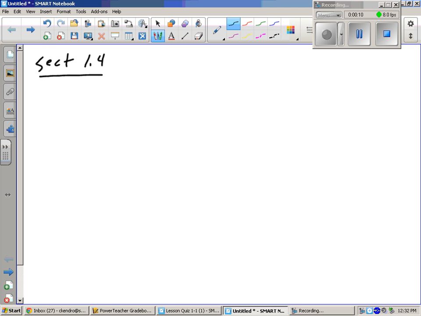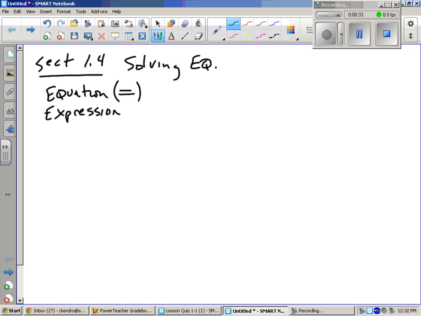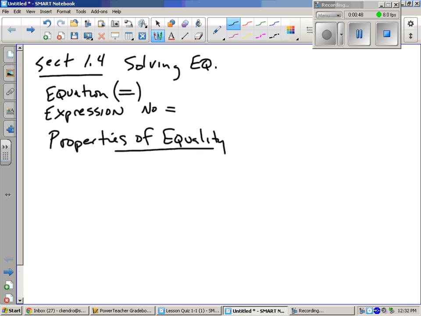Today we're going to cover section 1.4, and it has to do with solving equations. Many types of equations. An equation must have an equal sign. It makes two things equal. If it's just an expression, it doesn't have an equal sign. So no equal sign. There are many properties of equality when you're solving equations. Most of these are pretty obvious, but we do give them names.